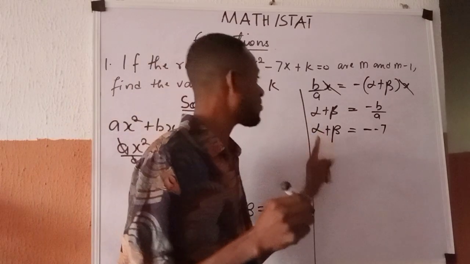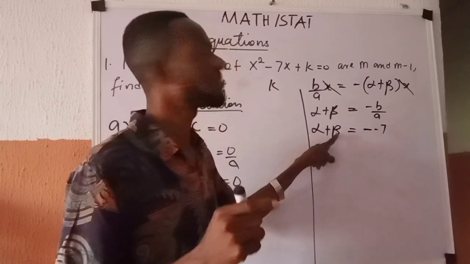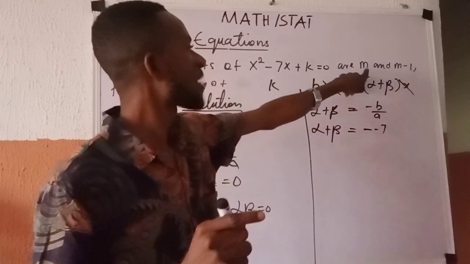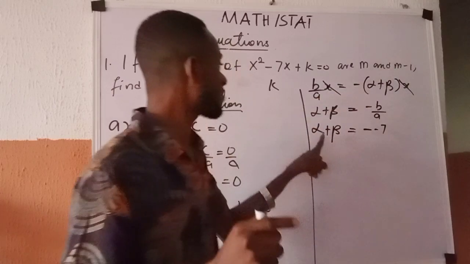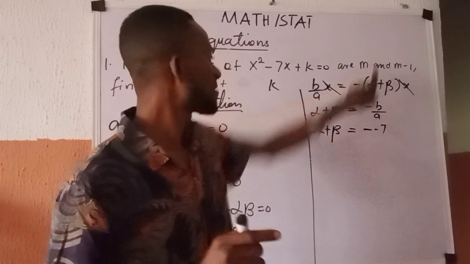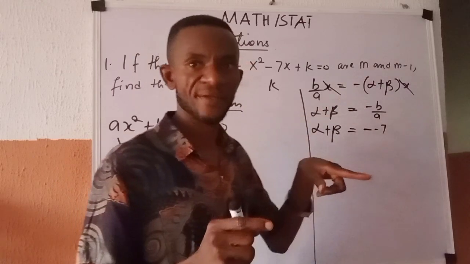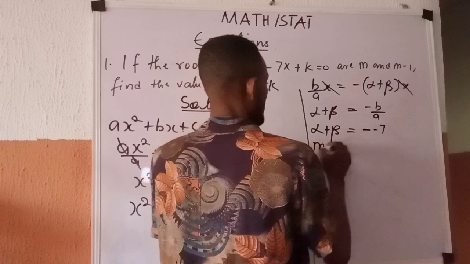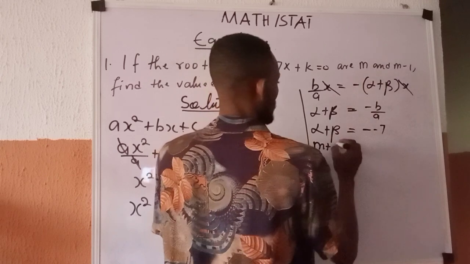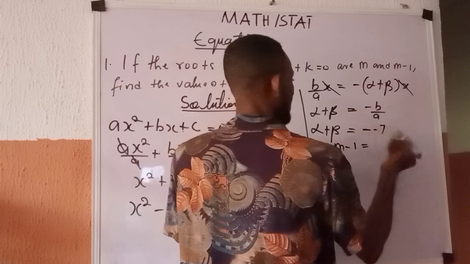However, if you check, we were not told that the roots are alpha and beta. We are told that the roots are m and m minus 1. So in place of this alpha, I'm going to use m. In place of this beta, I'm going to use m minus 1. So this thing now becomes m plus m minus 1 equals minus minus, and minus minus in mathematics means plus.